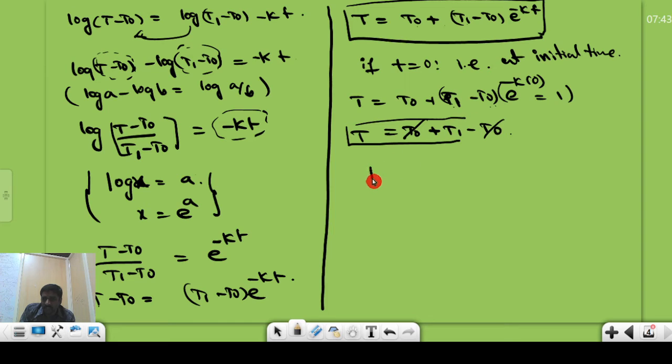So what does that mean? The temperature of the hot body at initial time, that is t is equal to 0, is T1, the initial temperature of the body.